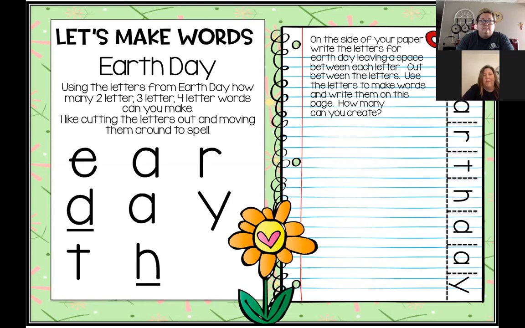You can write it down on a piece of paper and cut it, or you can just use a pencil and write it. It's up to you. So you would just use the letters on the left and write down 2, 3, or 4-letter words that you can make from the words Earth Day. And then maybe at the bottom you can write down how many you were able to create. Work with your families or your brother, your sister, someone, if you have trouble coming up with those words.